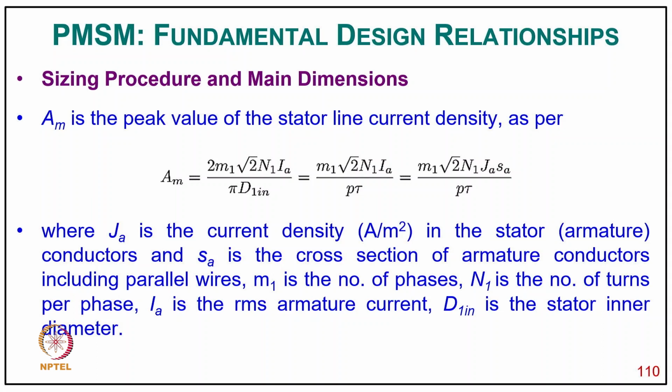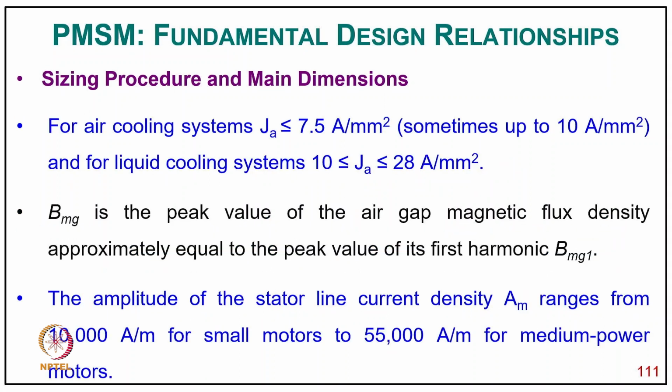So AM is the peak value of the stator line current density, as per AM equal to 2 M1 root 2 N1 I upon pi D1in, equal to M1 root 2 N1 I upon p tau, equal to M1 root 2 N1 J SA upon p tau, where J is the current density in the stator armature conductor and SA is the cross-section area of the armature conductor including the parallel wires. M1 is the number of phases, N1 is the number of turns per phase, IA is the RMS armature current, and D1 is the stator inner diameter.